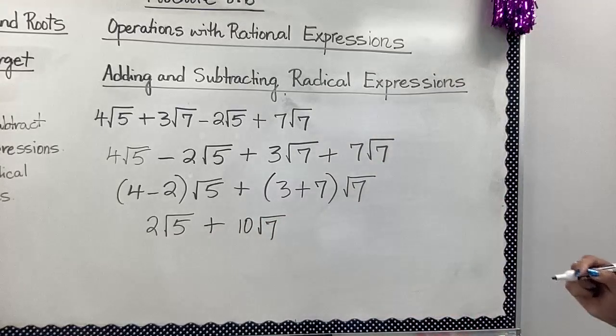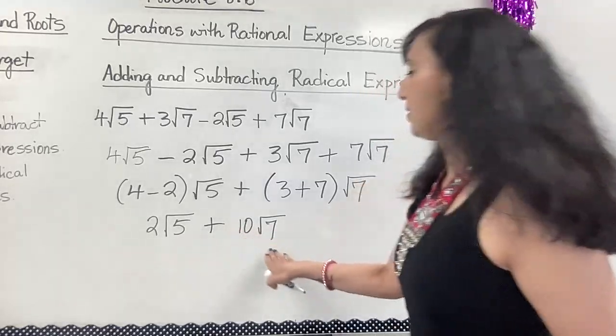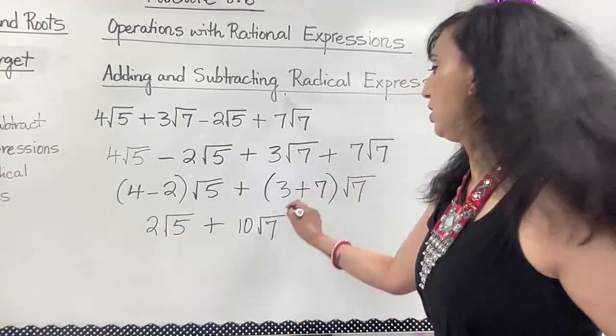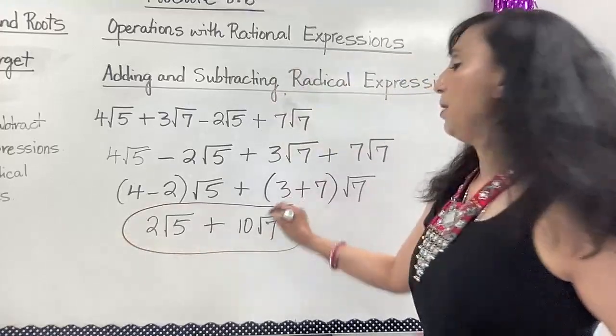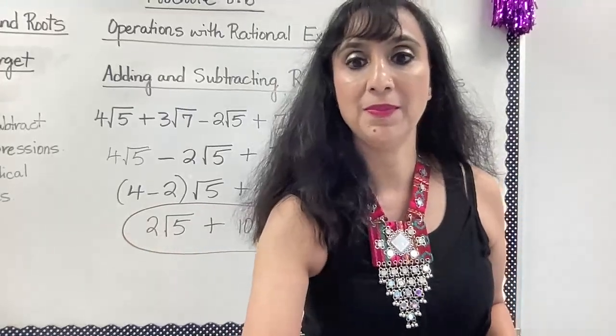Okay, so now this is going to be my final answer. These radicands are different. Don't try to squish them together. Okay, so my final answer is 2 root 5 plus 10 root 7. Okay, let's do another problem.